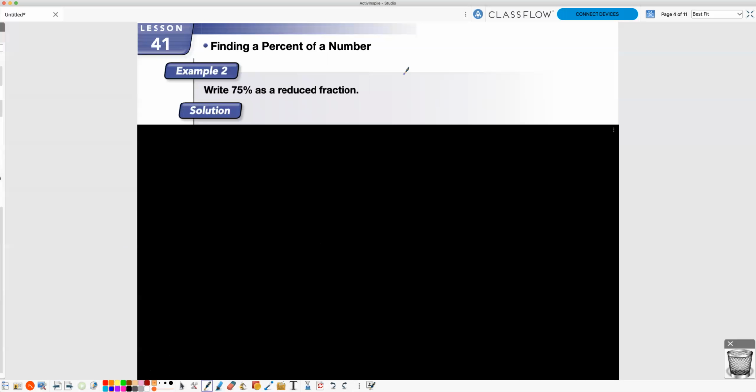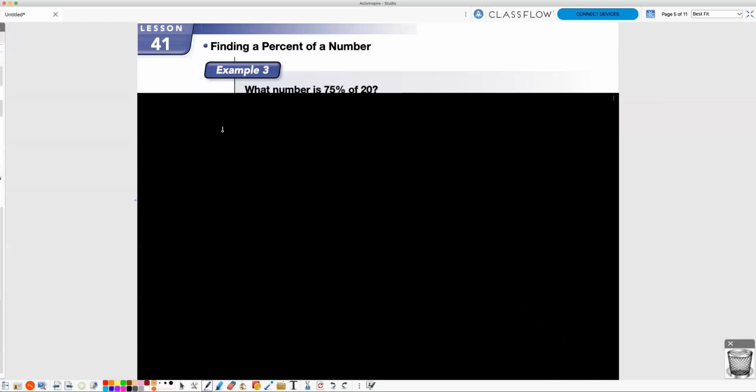Okay, let's look at example 2. Write 75 hundredths as a reduced fraction. Again, this is 75 as the numerator, and the denominator is 100. Reduce that. These are both divisible by 25, because 75 divided by 25 equals 3 and 100 divided by 25 is 4. That's the reduced fraction of 75%. 75% equals 3/4, which is also 75 hundredths.